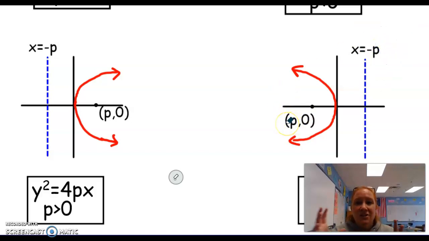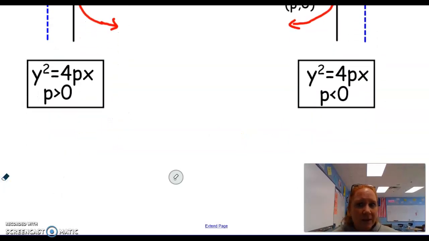So p is just however far it's going to the right, to the left, or up and down, and then the directrix is always just the opposite of that number. So that's just a quick little intro to parabolas written a different way.